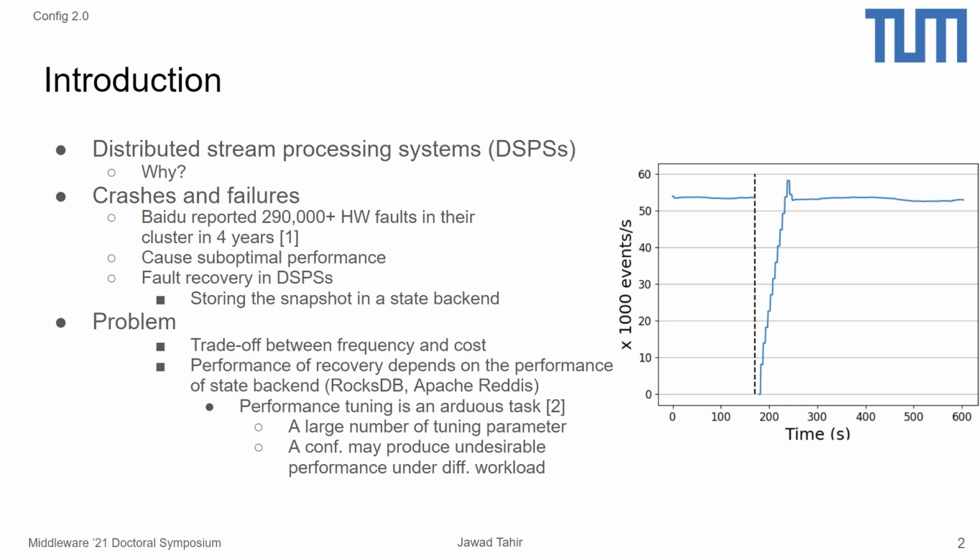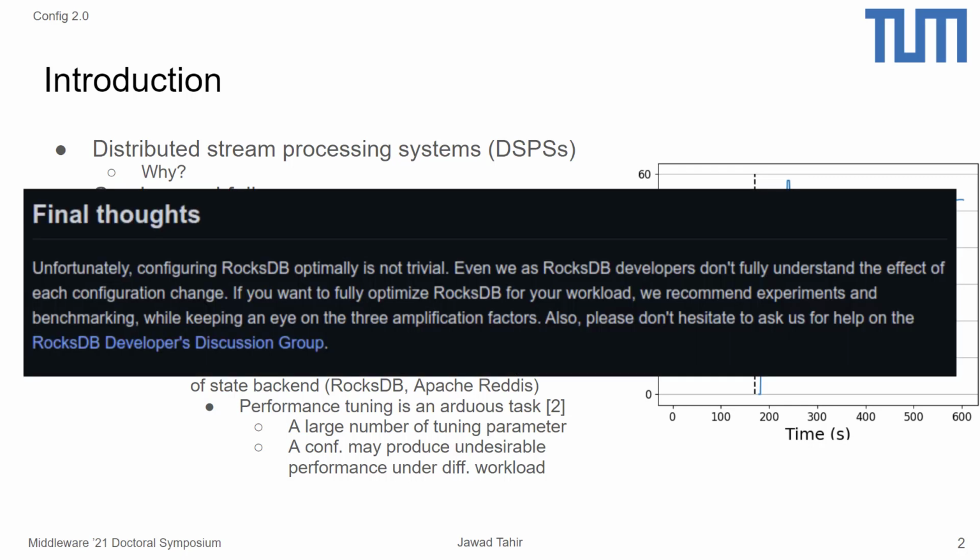But the performance tuning of the system is an arduous task because of the large number of tuning parameters, and a configuration may produce undesirable results under different workloads. Here I will show you an excerpt from the GitHub page of RocksDB, where even the developers of RocksDB claim to not fully understand the effect of each configuration change, and they recommend to experiment and benchmark different configurations.